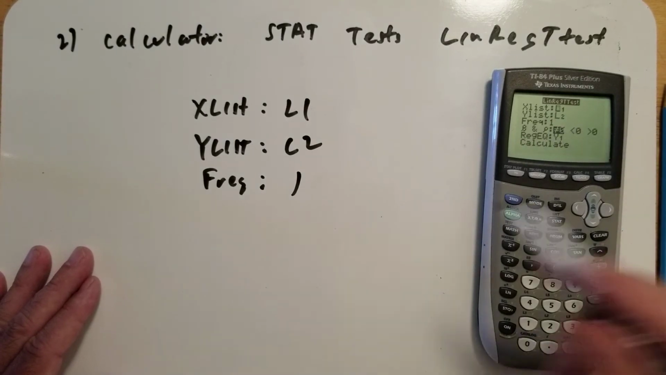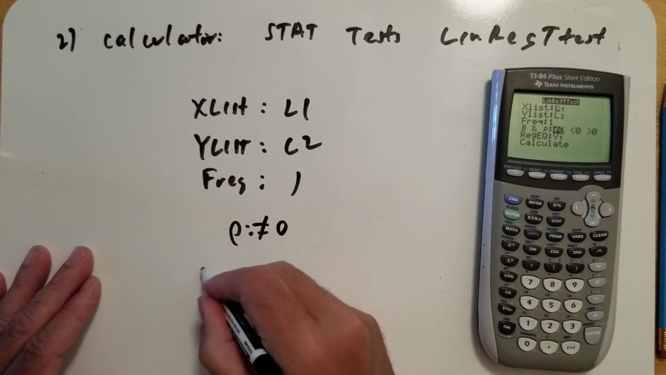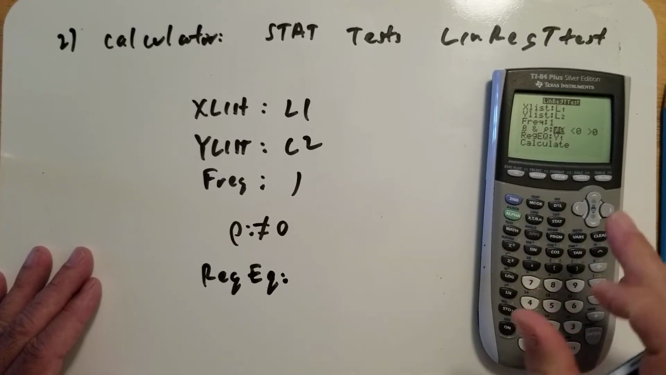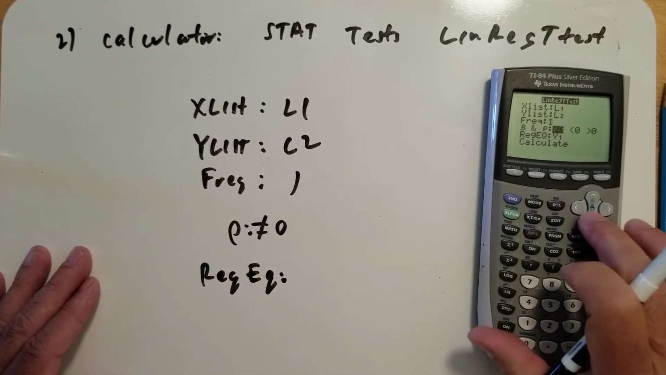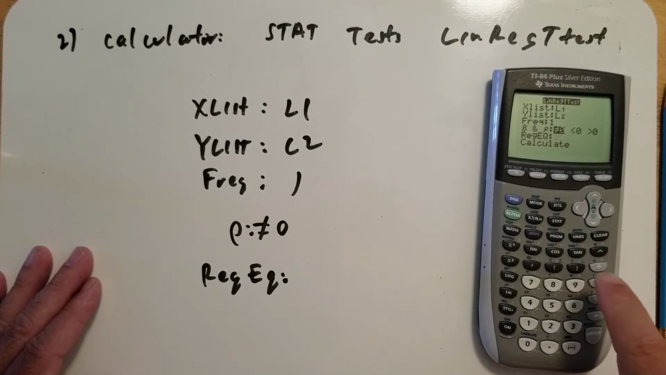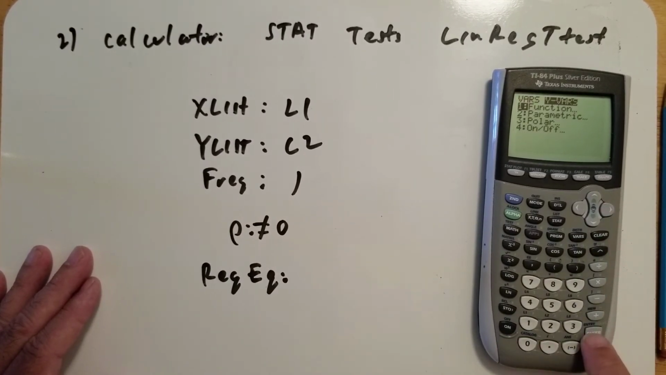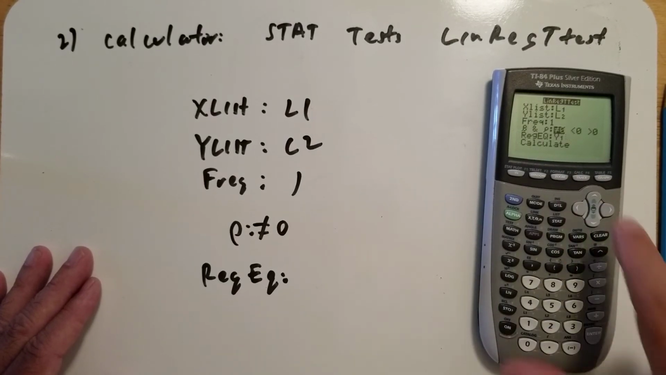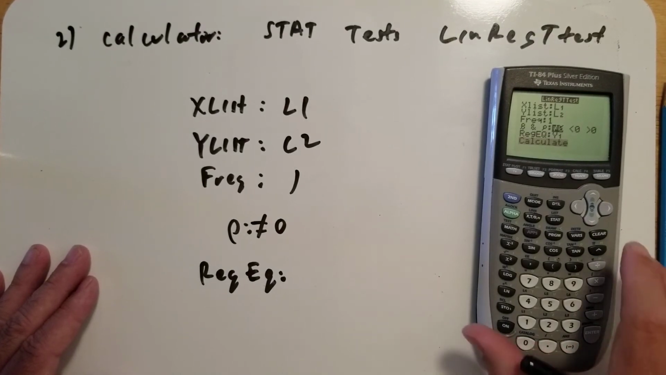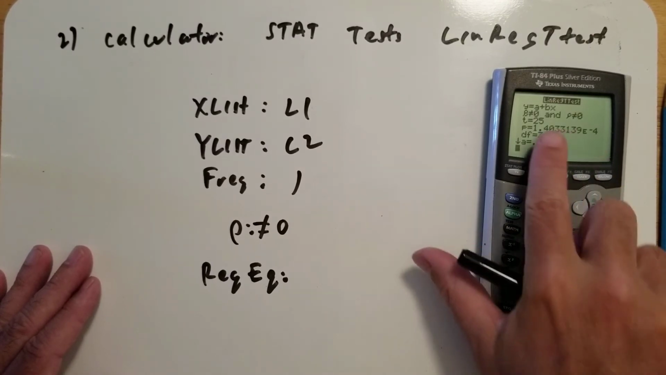The rho not equal to 0 is the one that you want. And then for the regression equation, you don't have to have anything there for the homework, but I like to put Y1 there for reasons that we will see. If you want to get a Y1 there, you go VARS, Y-VARS, Function, and Y1 is the first thing there. I think for the homework you don't need it, but I want to show why I like it anyway. Then when I hit calculate, it spits out results.